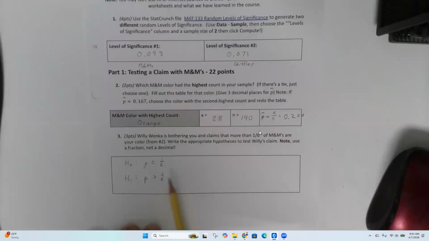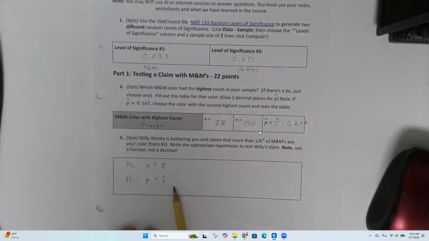Everyone's going to have the same hypotheses here. You might have a different color that was your highest, and you'll have different levels of significance, but everybody's hypotheses are the same.